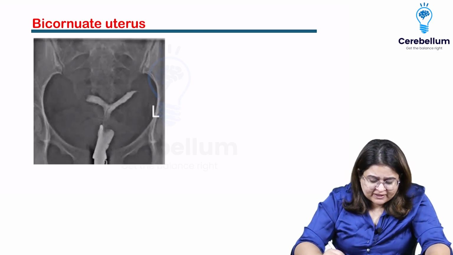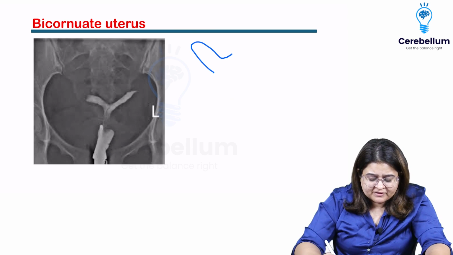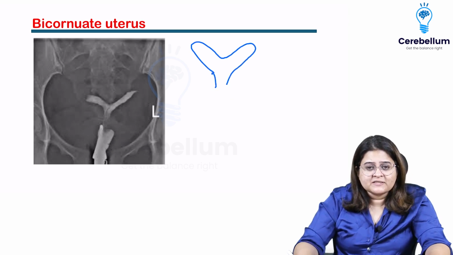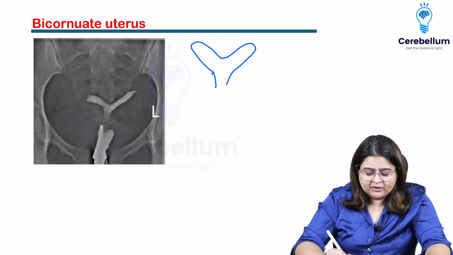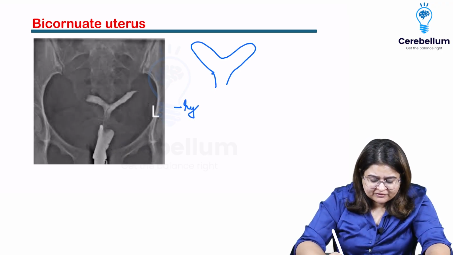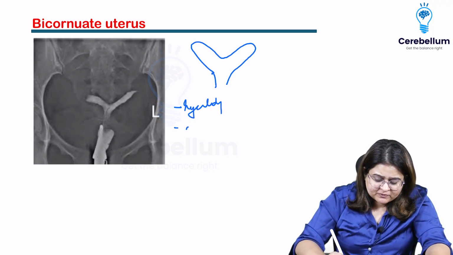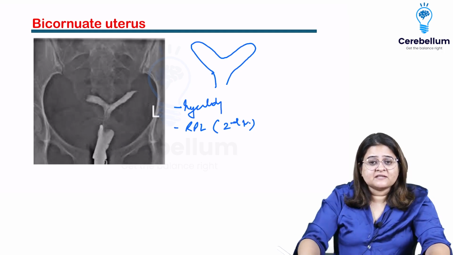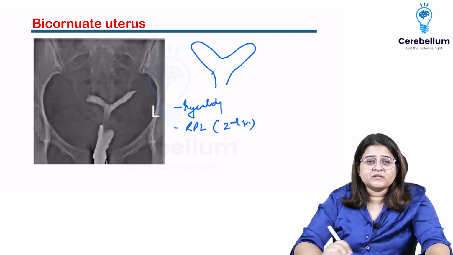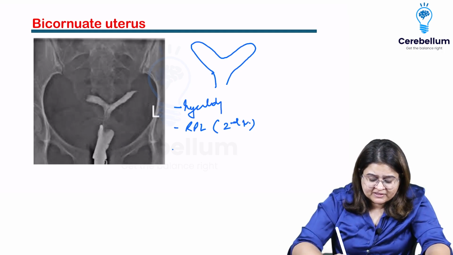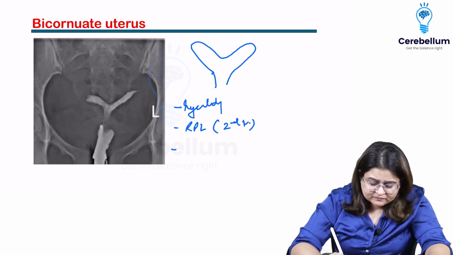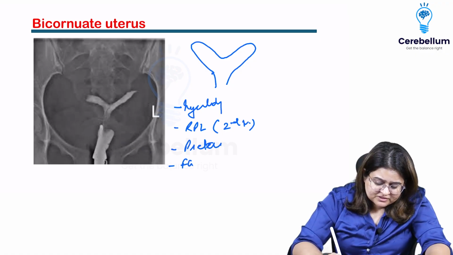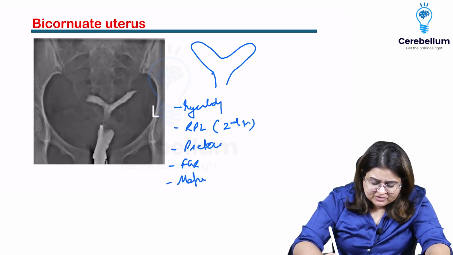Look at this. This is bicornuate. What happens is the two Mullerian ducts have fused, but the fusion is incomplete. This leads to a bicornuate uterus. Again, it can present with infertility. It can present with recurrent pregnancy losses, usually in the second trimester, like cervical insufficiency. It's very commonly associated with cervical insufficiency. Then you can have preterm labor, fetal growth restriction, and again malpresentations are common.